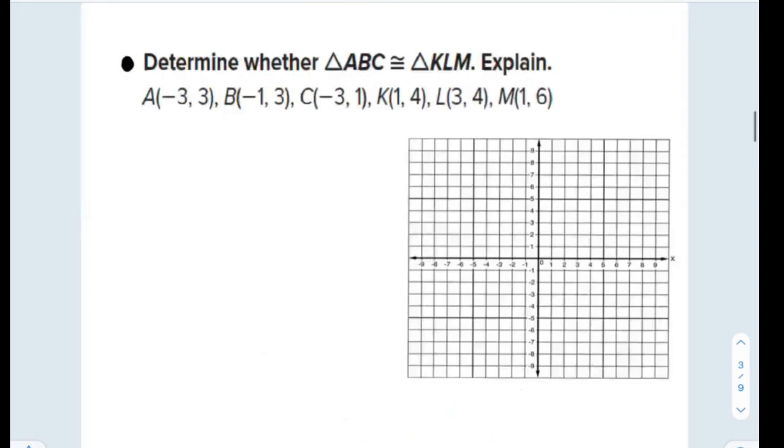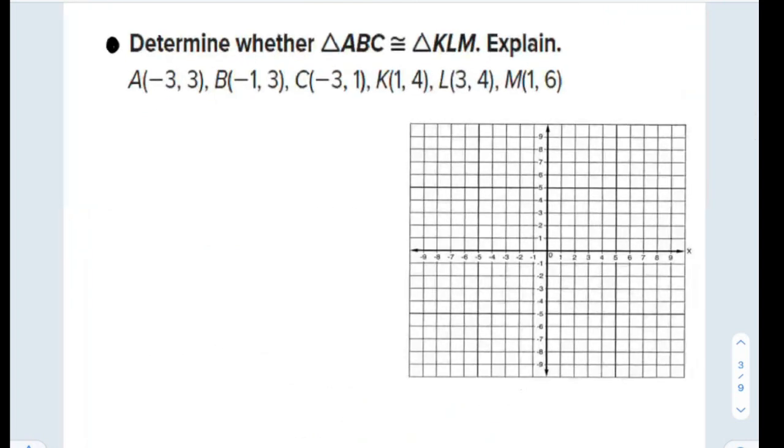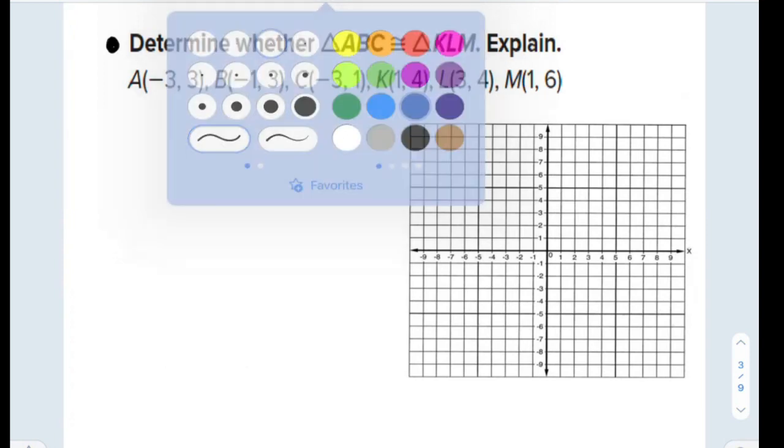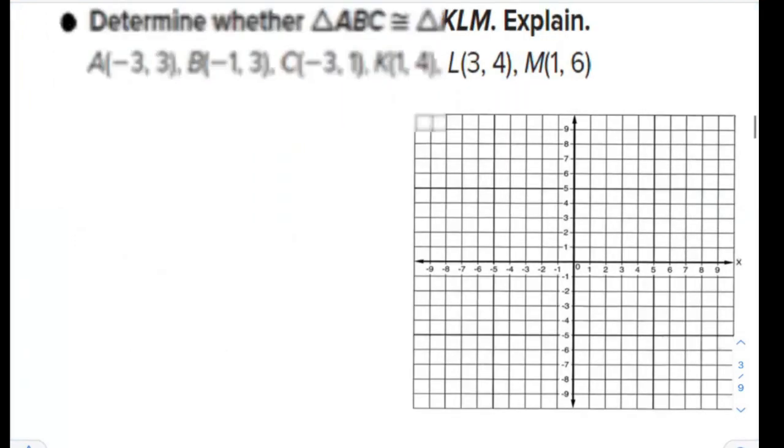Let's see this one. Is it easier? Can we find it using the distance formula, or can another way be useful? Let's plot the points. A is (-3, 3). So this is A. B is (-1, 3). C is (-3, 1). As you see here, this is a right triangle, right? It looks so. This is horizontal and this is vertical.